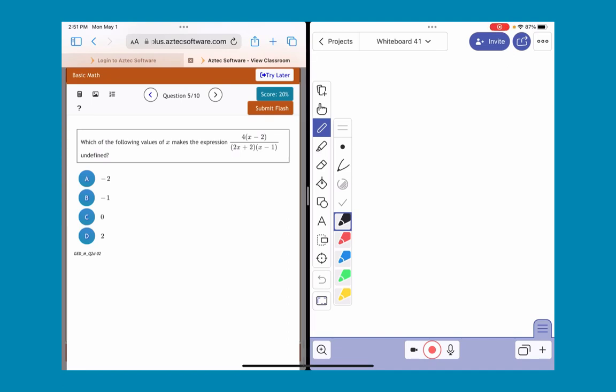So in this video, we're going to solve this problem which says, which of the following values of x makes the expression undefined? And so first you need to understand that a 0 in the denominator makes an expression undefined because it just doesn't make sense to have a 0 in the denominator.